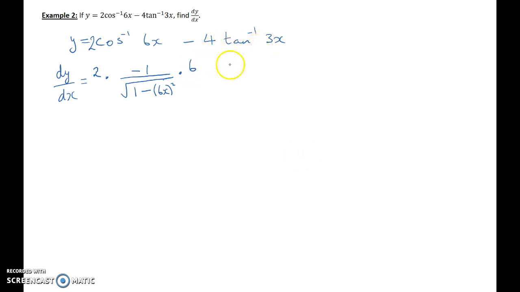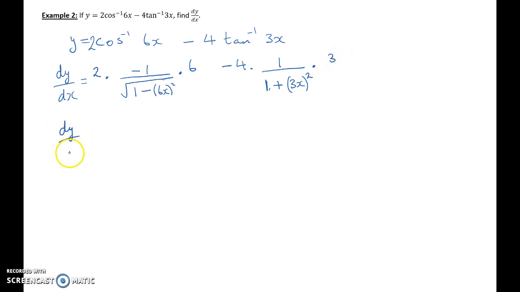Now let's move on to the next piece. The next term is negative 4 times the inverse tan of 3x. Well, you keep the negative 4, you're just multiplying by negative 4, and then the derivative of inverse tan is 1 over 1 plus the argument squared. So 3x, and again, just like we did before, make sure you keep it in parentheses, okay? So you're going to keep that 3x in parentheses. So we've kept the negative 4, we've differentiated the inverse tan, and now we need to differentiate the 3x. If you differentiate the 3x, you get 3.